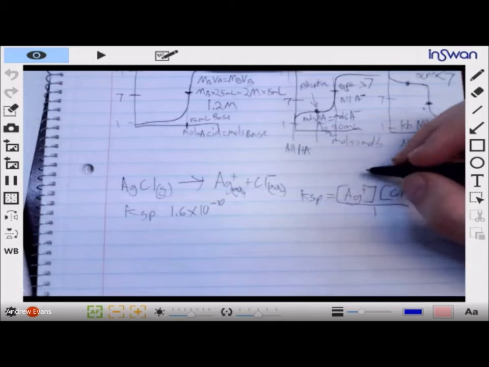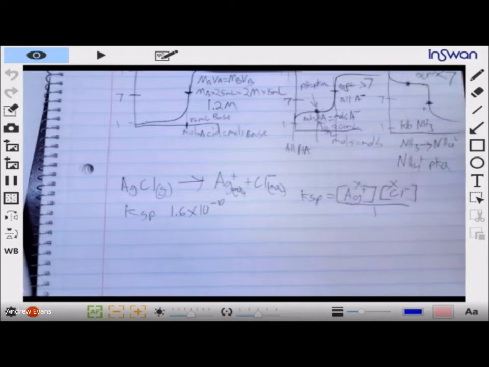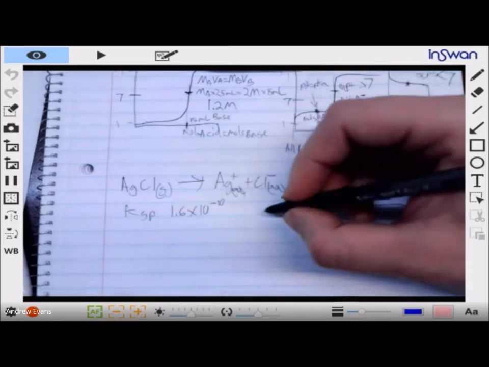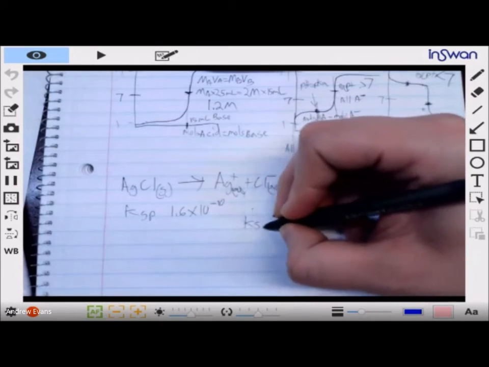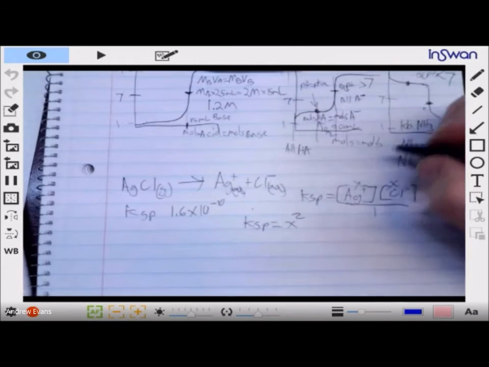Now, just like we did with the weak acid, we don't know this and we don't know this. So we set them as X. This comes from our ice table. We set them as X. So if we want to find how much silver dissolves, KSP is equal to X squared. So we just have to square root KSP.